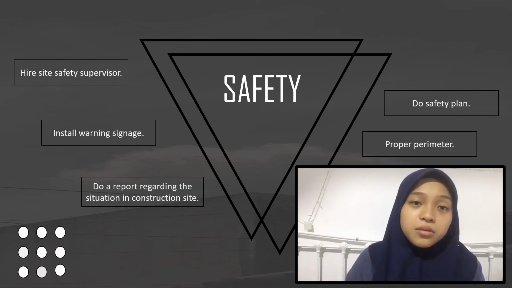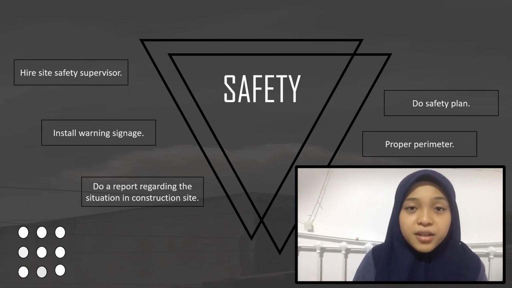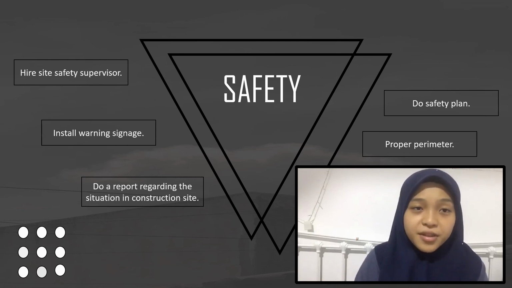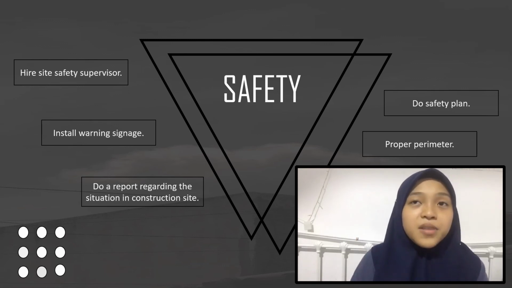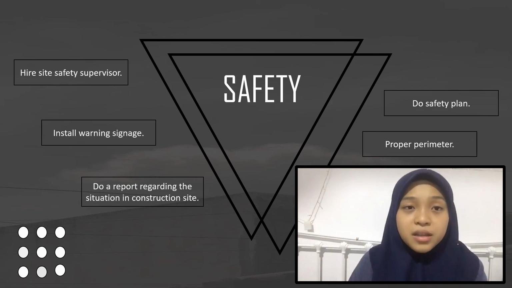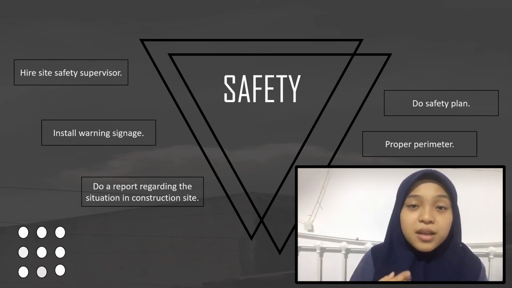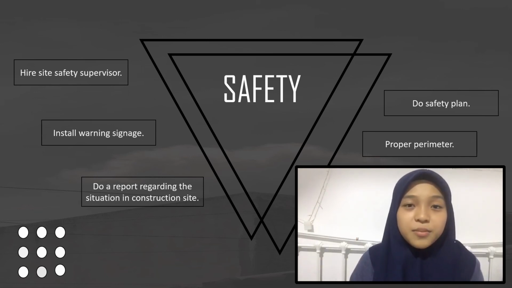So we know that a construction site is a dangerous place, especially when it is located in an area exposed to the public. So the safety action measures must be taken seriously, as it can involve many other people in the accident. That's all. Thank you.